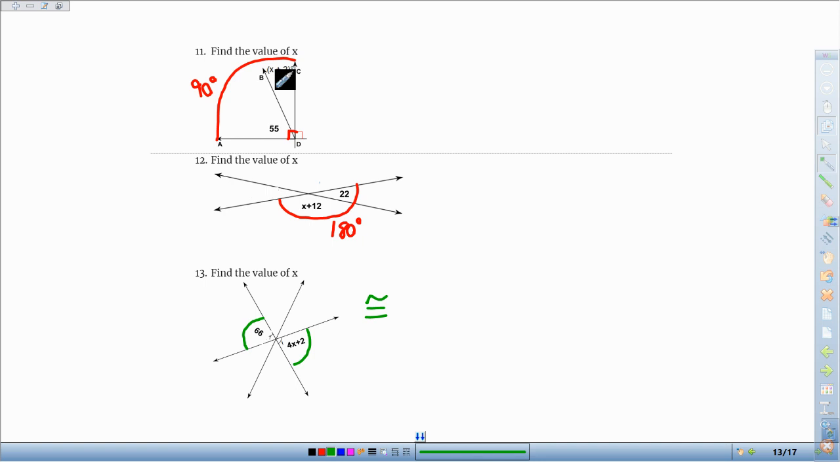And notice all three of these just want you to find x. I'm going to leave those to you. This is a good time to pause the video. Try those out on your own.